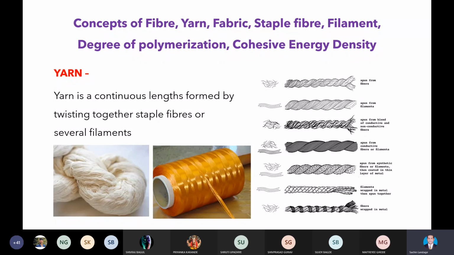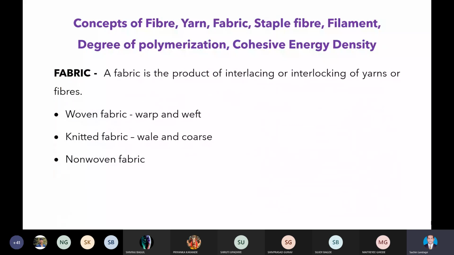Now, this is just for additional information. Not only these fibers, we can blend with conductive and non-conductive fibers. We can have conductive and non-conductive filaments. We can have the coating. So these are additional things, just for information. But here we have to concentrate only on these 2 points: spun yarn from the fibers, and spun yarn from the filament. Is the point regarding the spun yarn clear?